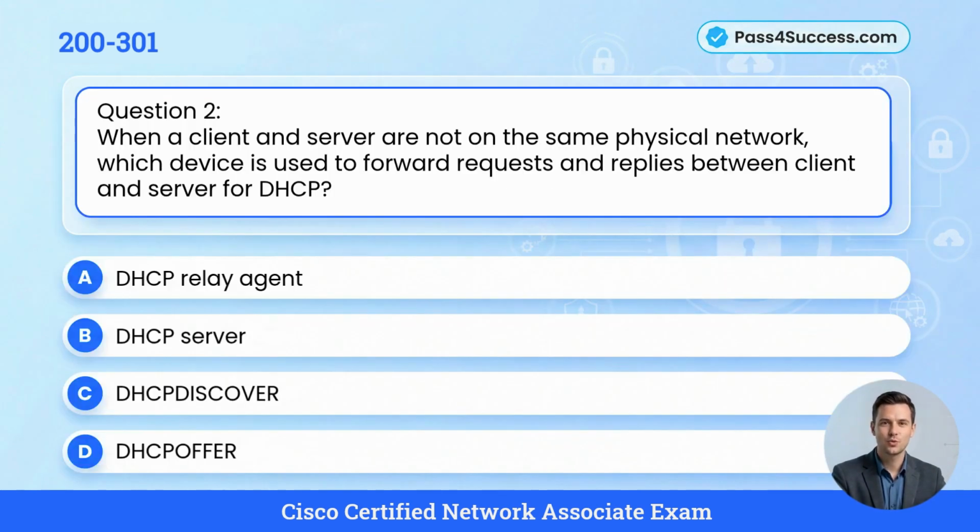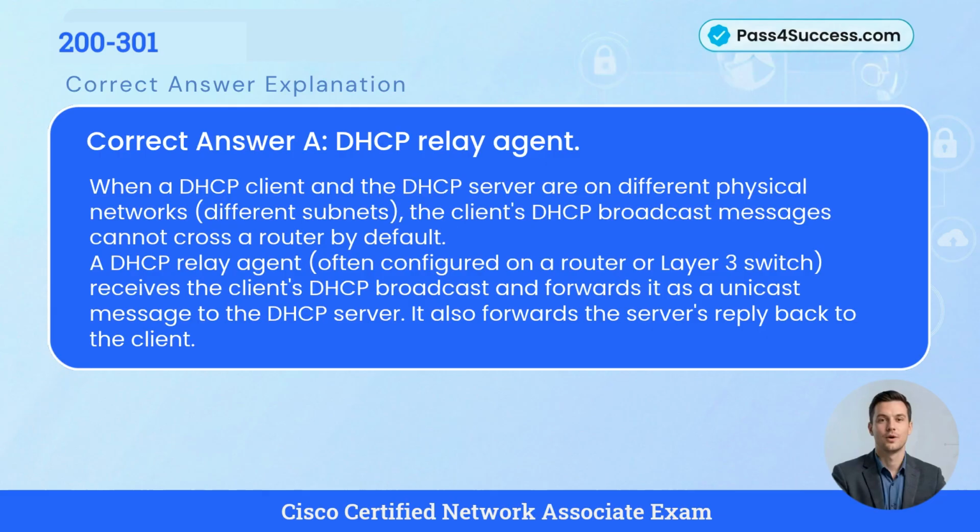Question 2. When a client and server are not on the same physical network, which device is used to forward requests and replies between client and server for DHCP? A. DHCP relay agent. B. DHCP server. C. DHCP discover. D. DHCP offer. Pause for 5 seconds and choose the correct answer. Correct answer A. DHCP relay agent.